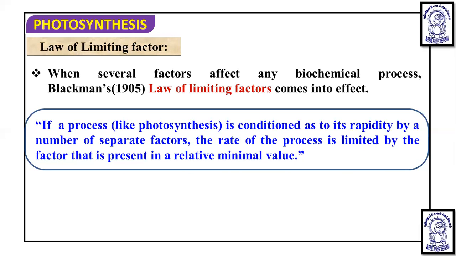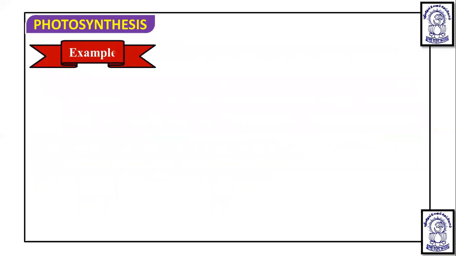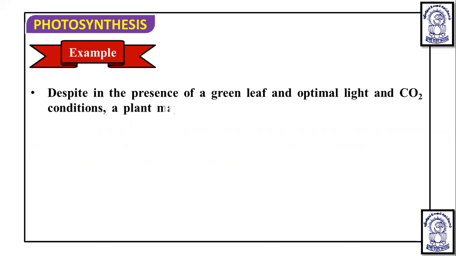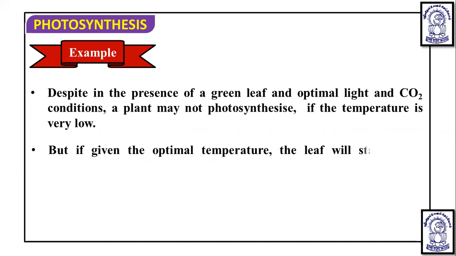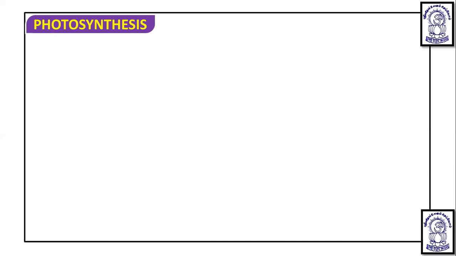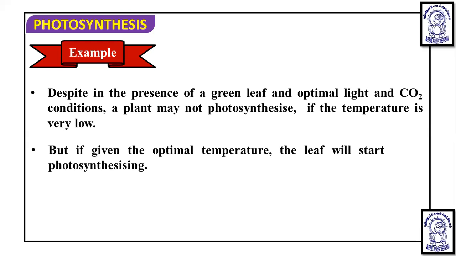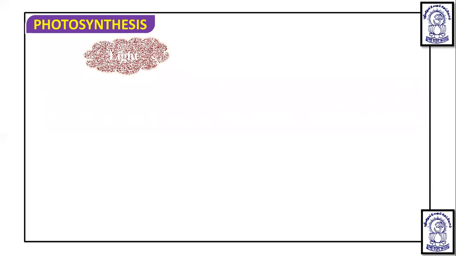If the factor is present in the relative minimal value, then the rate of photosynthesis is limited by the factor which is in the relative minimal value, or which is the lowest. For example, despite the presence of a green leaf and optimal light and CO2 conditions, the plant may not photosynthesize if the temperature is very low. If the temperature is low and all other factors are good, photosynthesis will still not occur. If the optimal temperature is given, the leaf will start photosynthesizing, but if it is not optimum, photosynthesis will not occur in spite of the presence of all other factors in proper condition.